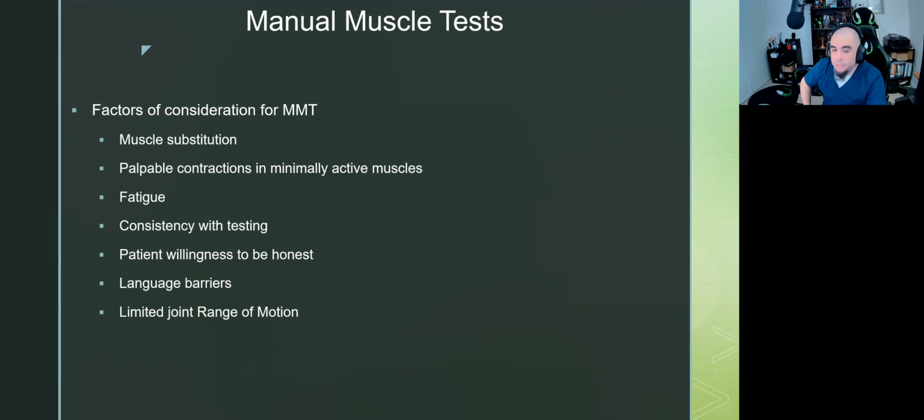Be consistent with testing. The patient has to be honest with you. If it hurts, they have to let you know. Be aware of language barriers, right? If they don't speak English, that's a problem. If they can't hear you because they're deaf, that could be a problem. You have to be aware of those language barriers.